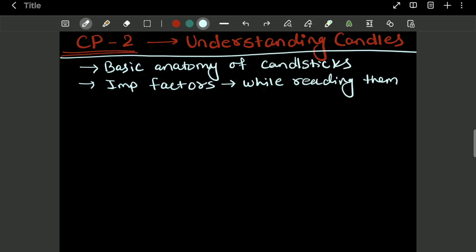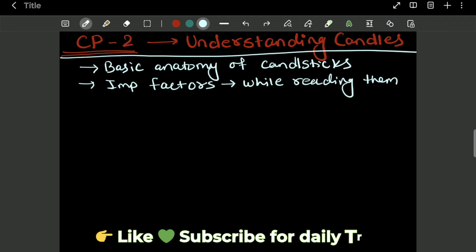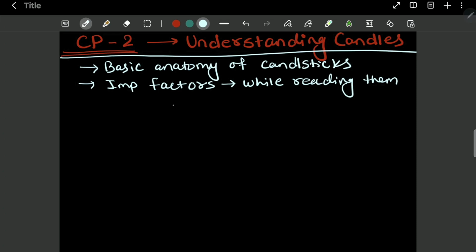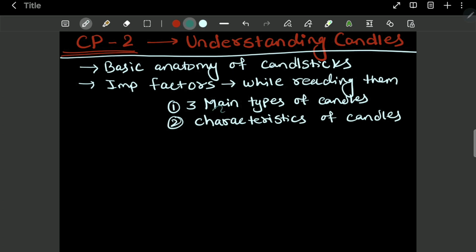Alright, so in today's chapter number 2, understanding the candles, first we will be understanding the basic anatomy of the candles and the important factors which we should understand while reading the candles. In this chapter, we will first cover the three main types of candles, and then their characteristics.